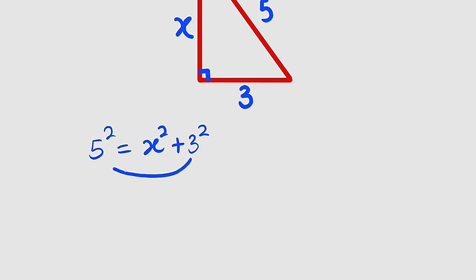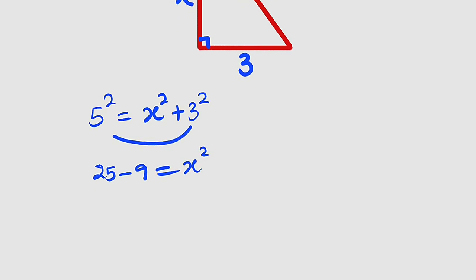You can take this one to the left. So we have 5 squared, which is 25, minus 3 squared, which is 9. This is equal to x squared, right? We know that 25 minus 9 is 16, which is equal to x squared.